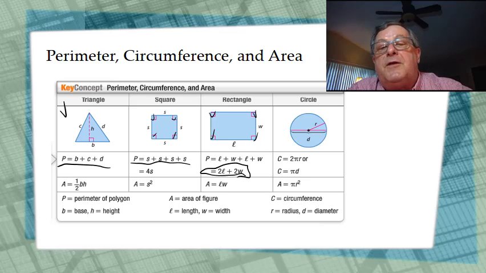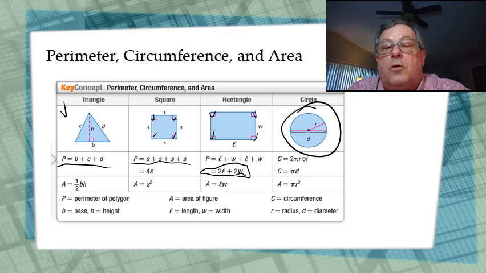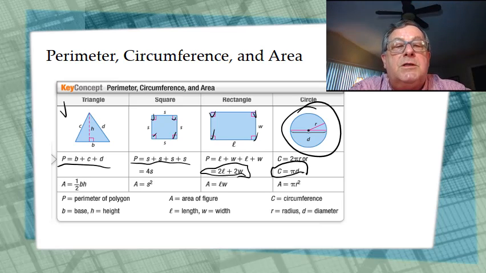And then a circle is different. If we're talking about the perimeter of a circle, then that is the circumference. And so the circumference is 2 pi r, with r being the radius, or pi times the diameter. That is going to give us the circumference, or the perimeter, we could say, of a circle.